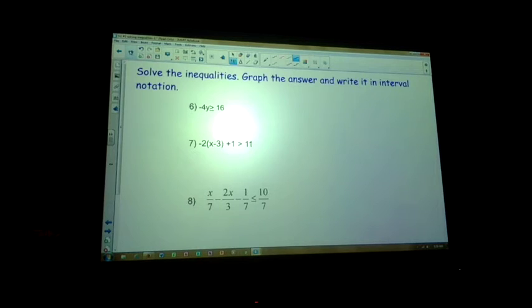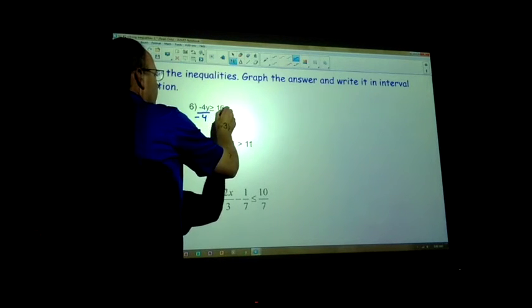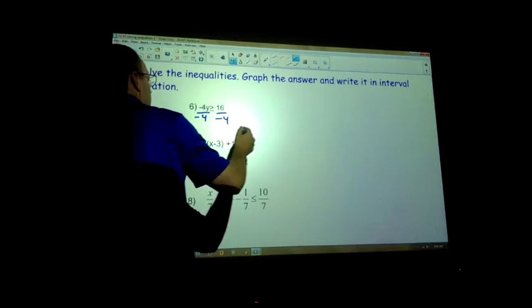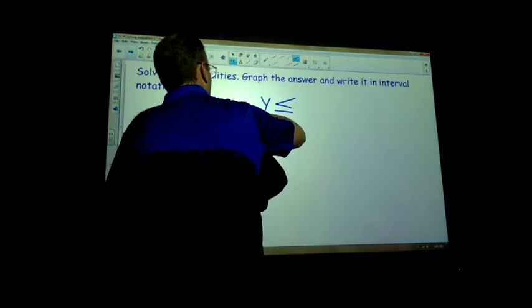What do you got? I have negative 4 times y is greater than or equal to negative 16. So what do you think I should do to both sides? Divide both sides by a negative 4. And being I'm dividing both sides by a negative 4, what do you think the sign's going to do? It's going to flip-flop. And then I'm going to get negative 4.